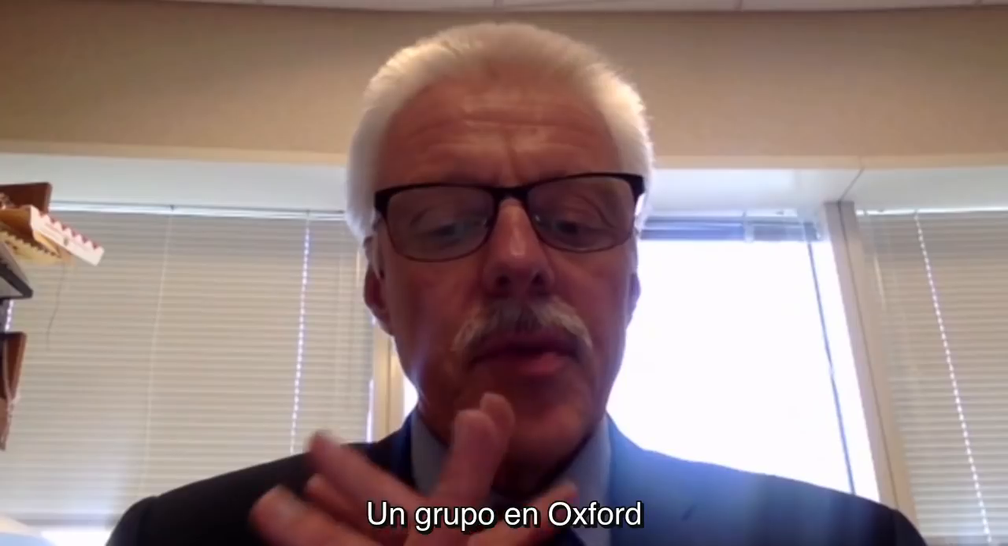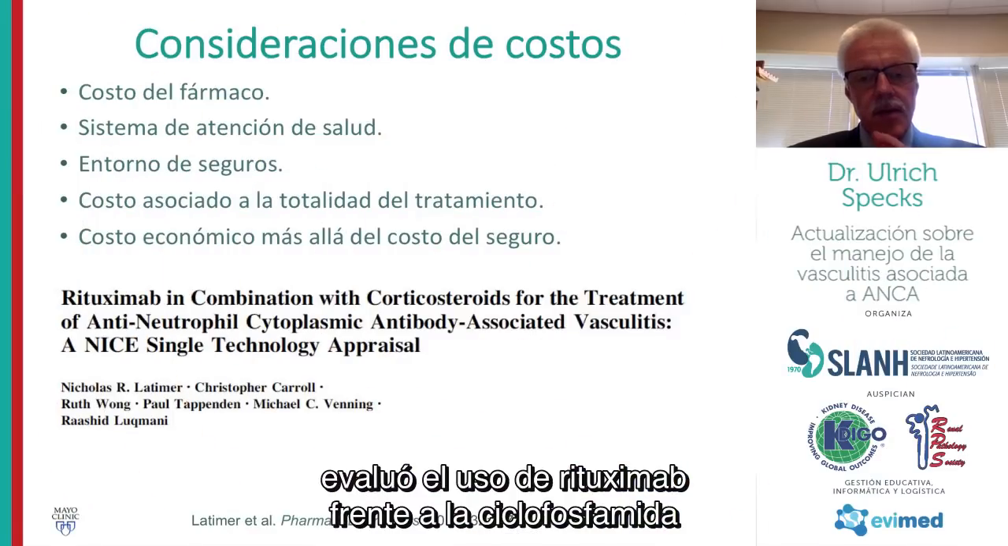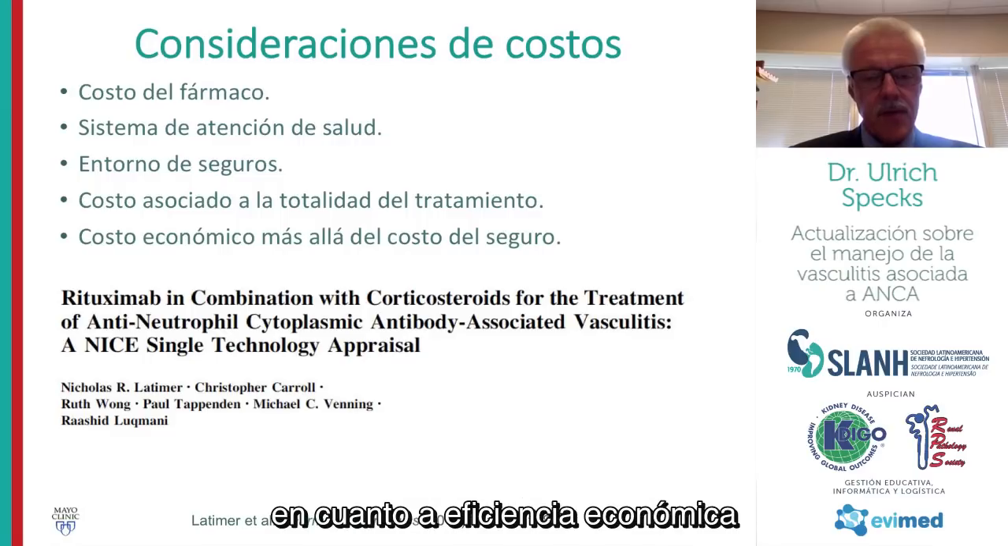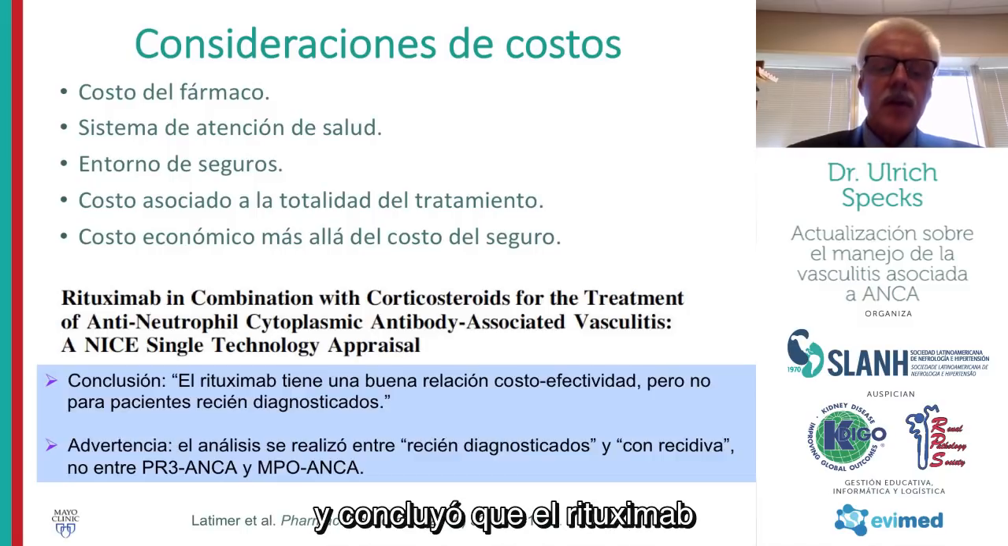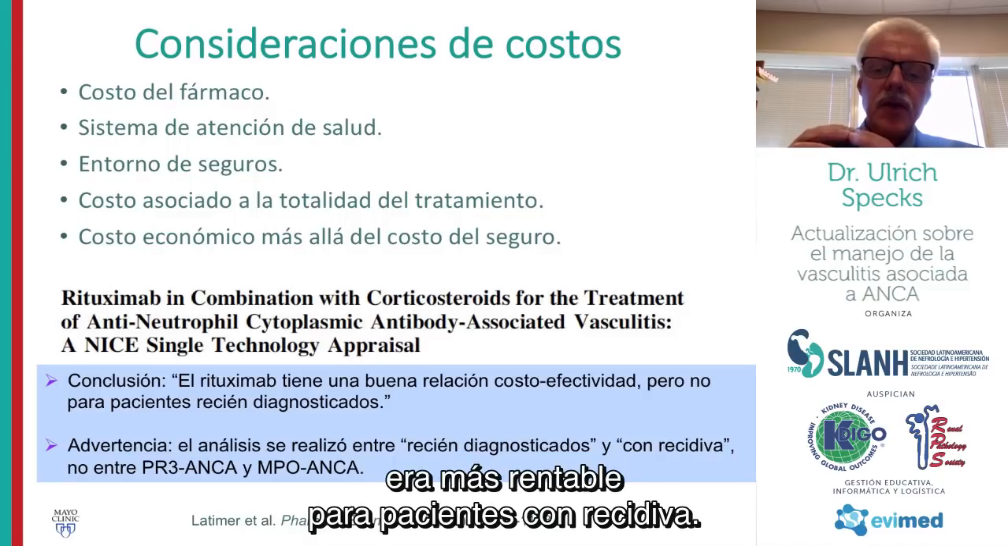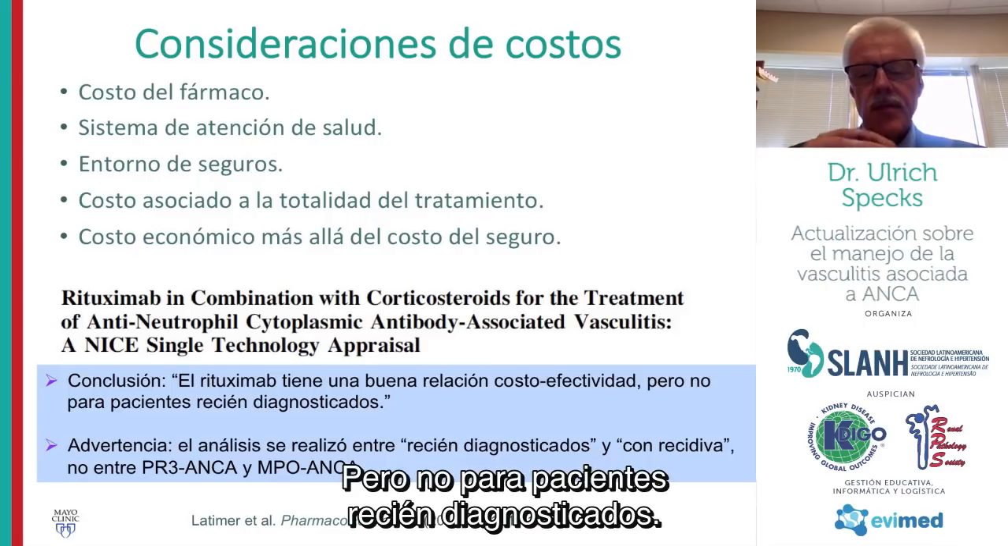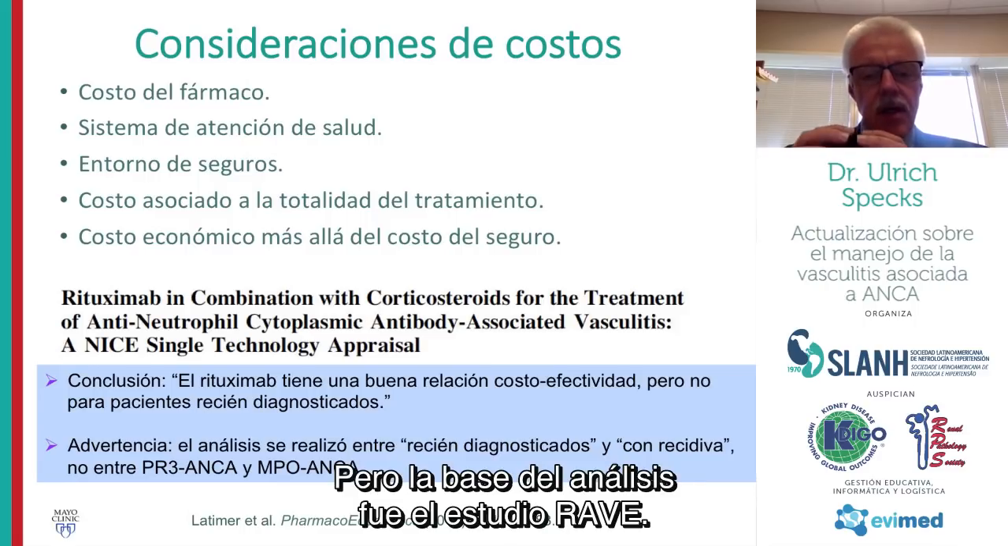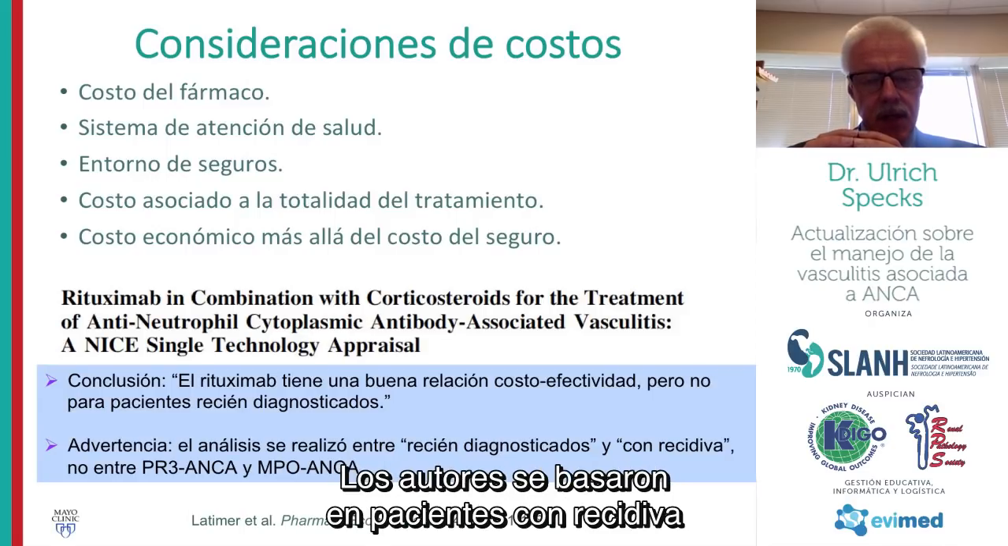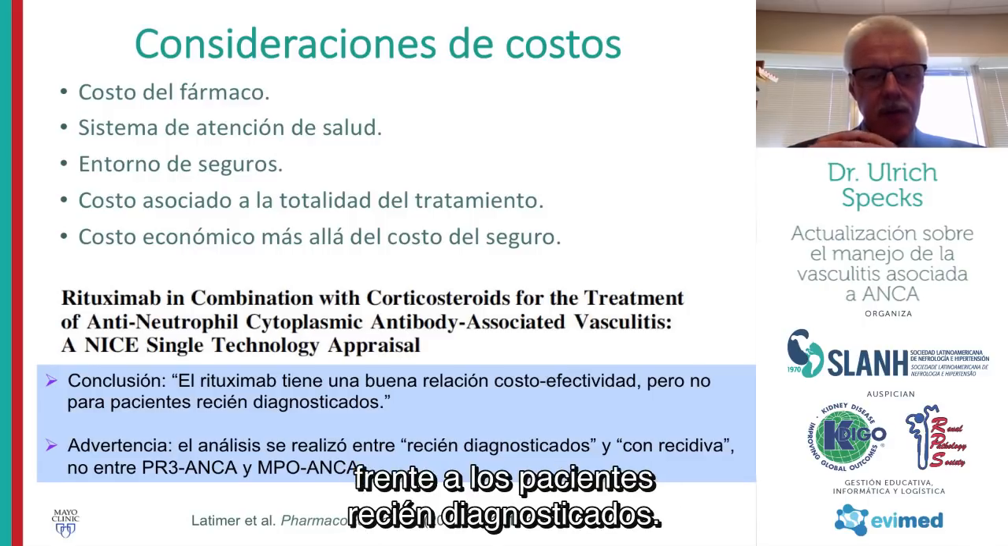The group in Oxford evaluated the use of rituximab versus cyclophosphamide in an economic efficiency calculation and concluded that rituximab was indeed cost effective for relapsing patients, but it was not cost effective for newly diagnosed patients. However, the basis for this analysis was the RAVE trial, and the authors based their analysis on the relapsing patients versus newly diagnosed patients.